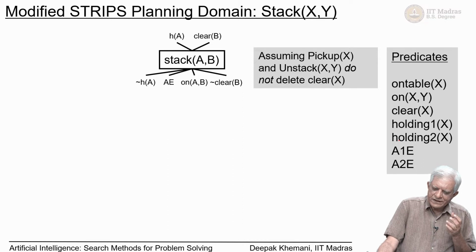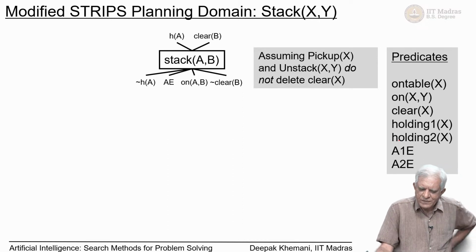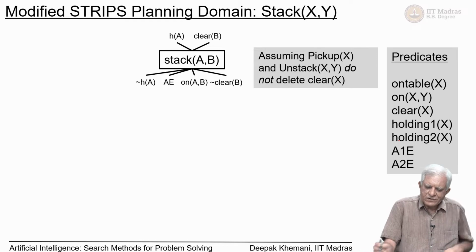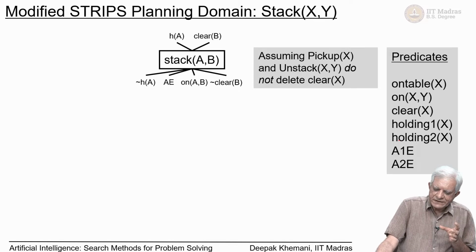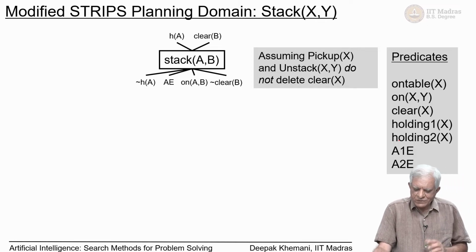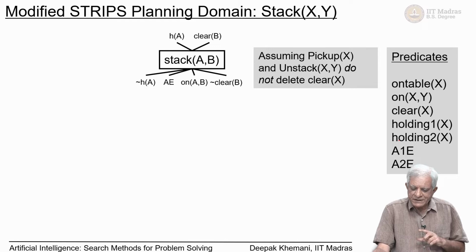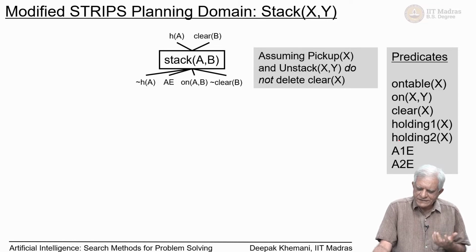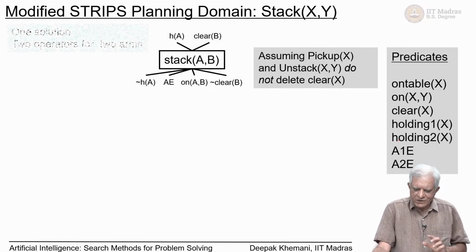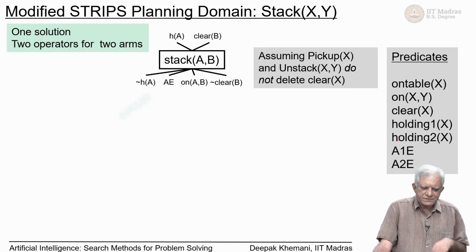Because if clear B is true, so if you look at this action stack A on B, you must be holding A, H stands for holding, and B must be clear, and then you say that B is no longer clear. But can we do something, do we need to do something similar when you pick up or unstack also? If you unstack a block, is it clear or is it not clear? So, we will look at that issue essentially.